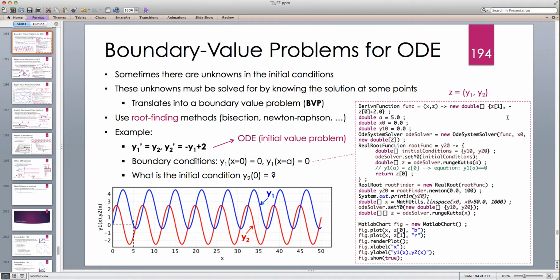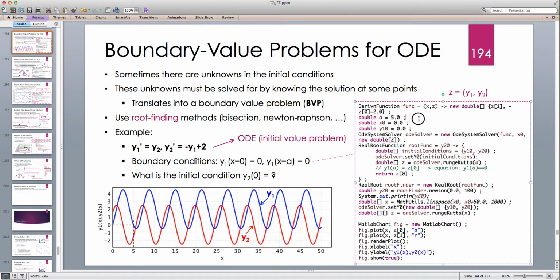And this must return the right hand side, the vector or the array of two equations. The first one is y1 prime, which is y2, or z1, and the second one is y2 prime, which is minus z0 plus 2. All right, so that's the differential equations.